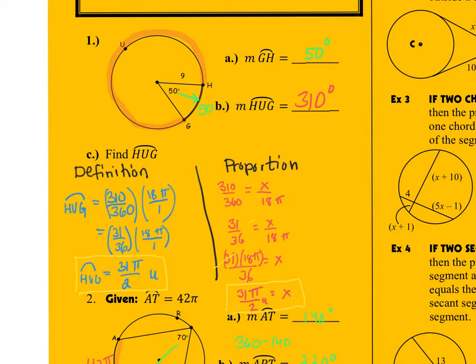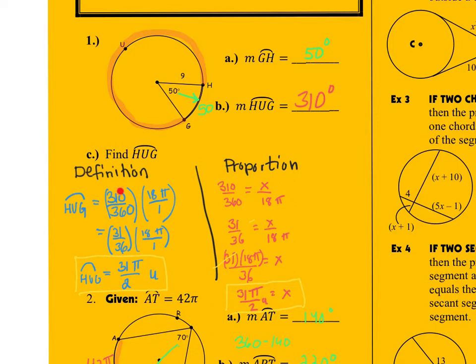So following the definition, the length of the arc is equal to the arc measure, which we found, 310 degrees, divided by 360, times the diameter. And here we know that the radius was given to us as 9, and so the diameter would be 18, and so our circumference is 18 pi. So once again, the length of the arc is equal to the measure of the arc divided by 360 times the circumference over 1. And so now we're just going to simplify this.